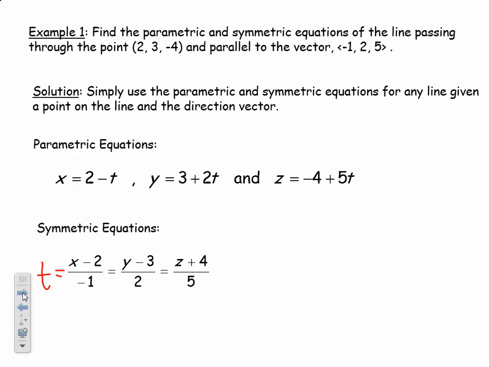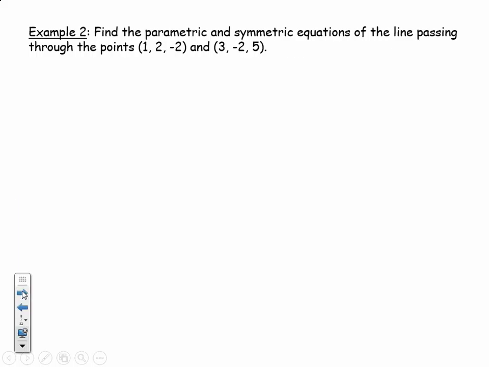This is probably more efficient to work with if you want to plot some points: t equals 1, find a point; t equals 2, find a point; t equals 3, find a point. Really, you only need 2 points and you know what your line is, right? Okay? What if you only know 2 points?